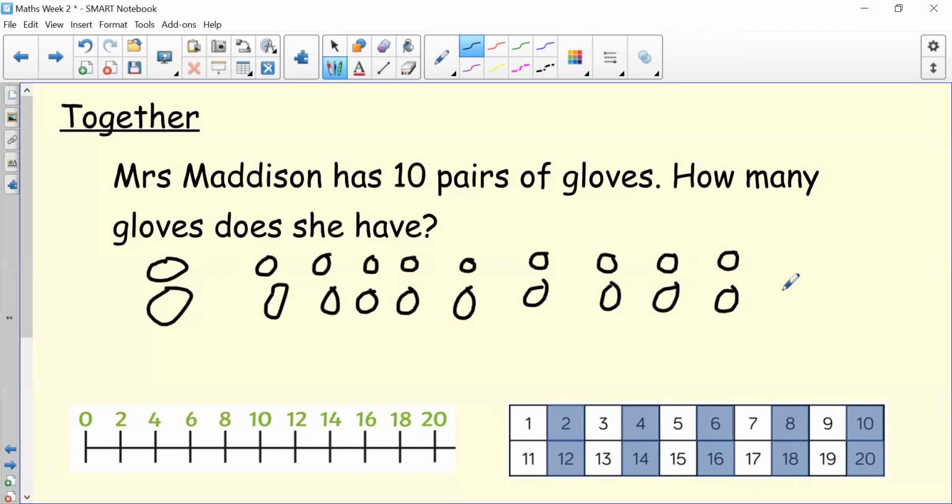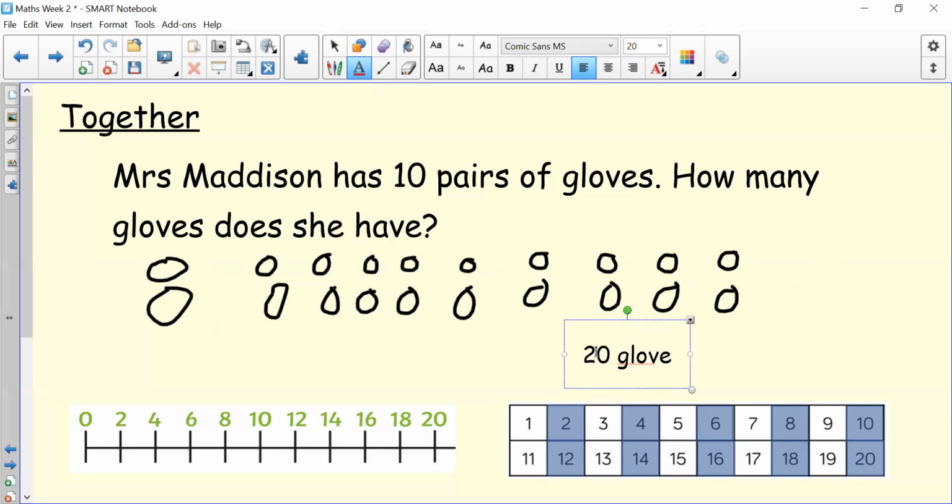So pause the screen here to either count your representation that you made or count mine if you realise you got yours wrong. So count in twos to see how many gloves she has. Okay, let's count. So we've got 2, 4, 6, 8, 10, 12, 14, 16, 18, 20. So Mrs. Madison has 20 gloves altogether. So 10 pairs of gloves is 20 gloves altogether.